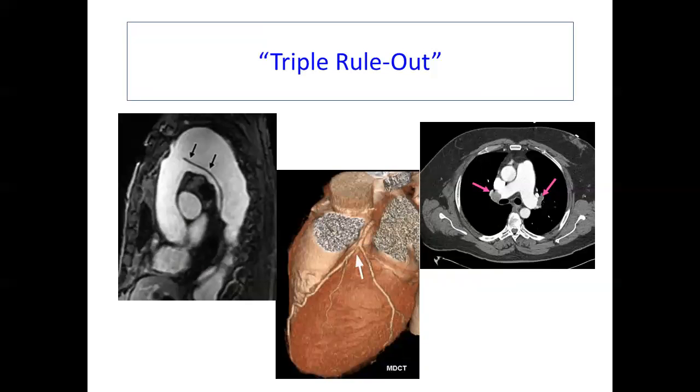For triple rule out, when you also want to look for PE, then you have to do 2 scans because you're imaging contrast at different times. So you do your PE scan, and then you follow that right back with your aorta scan. Okay, so it's 2 scans. Same contrast bolus, but 2 scans.